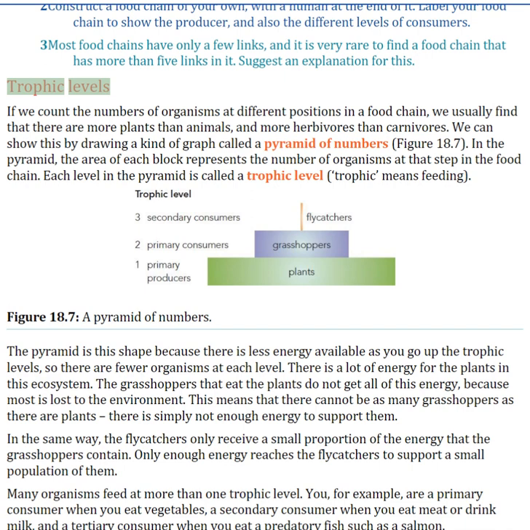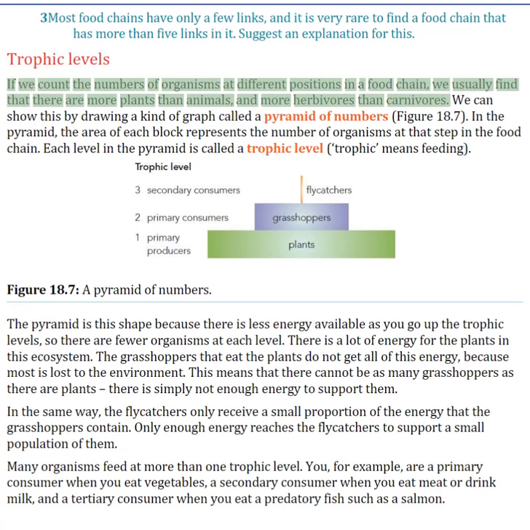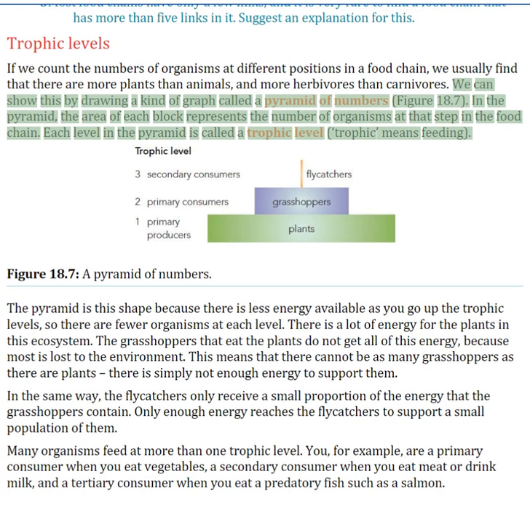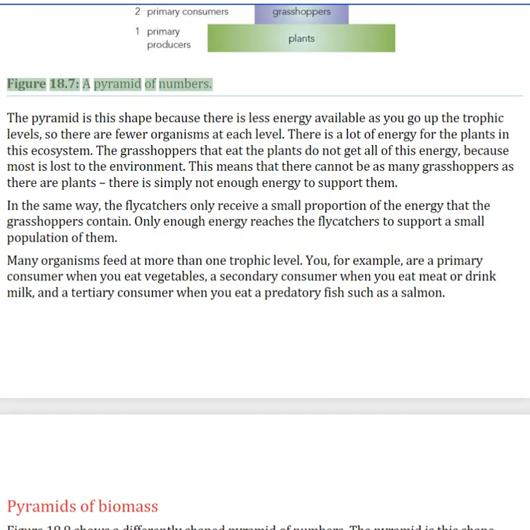Trophic levels. If we count the numbers of organisms at different positions in a food chain, we usually find that there are more plants than animals and more herbivores than carnivores. We can show this by drawing a kind of graph called a pyramid of numbers. In the pyramid, the area of each block represents the number of organisms at that step in the food chain. Each level in the pyramid is called a trophic level. Figure 18.7: a pyramid of numbers.